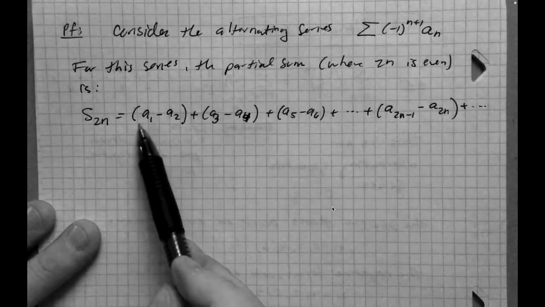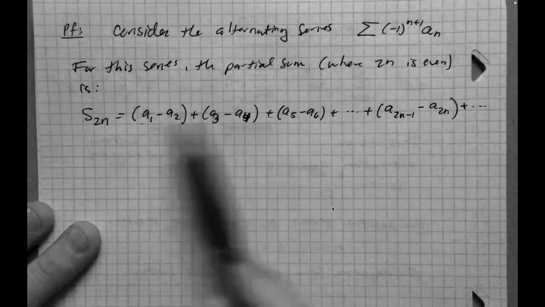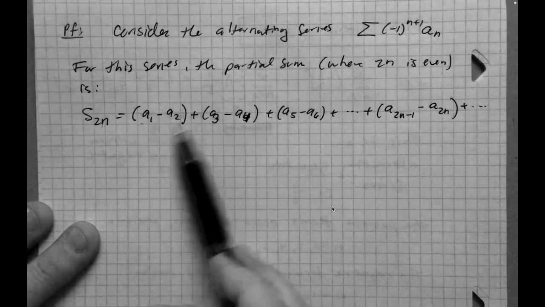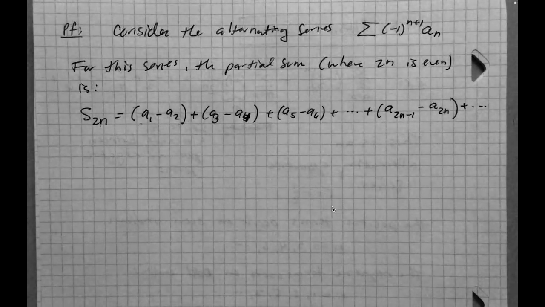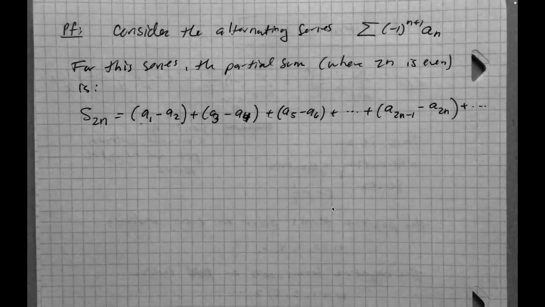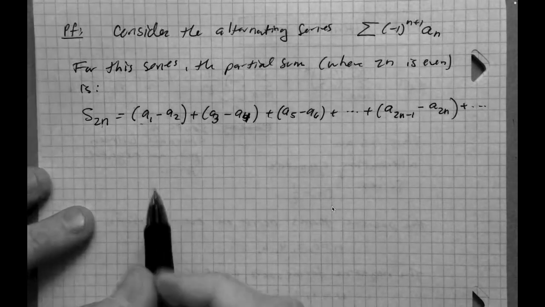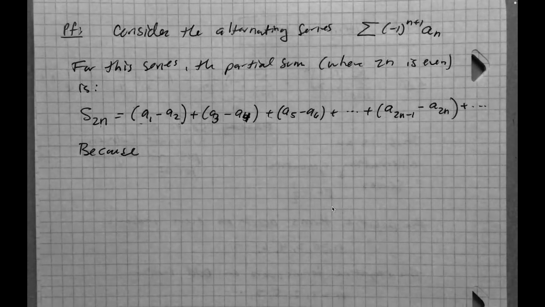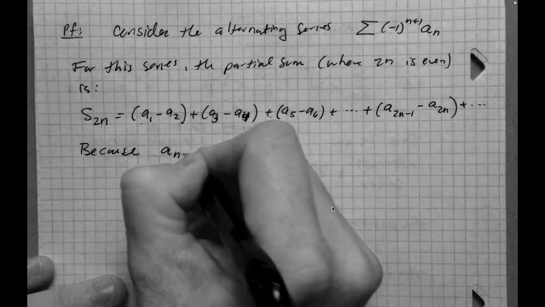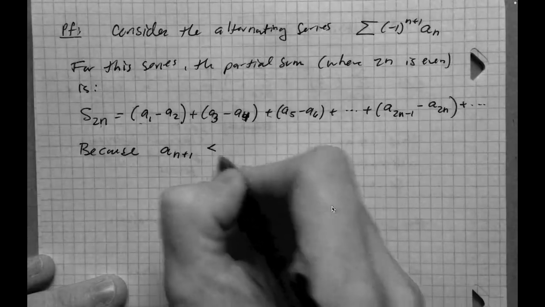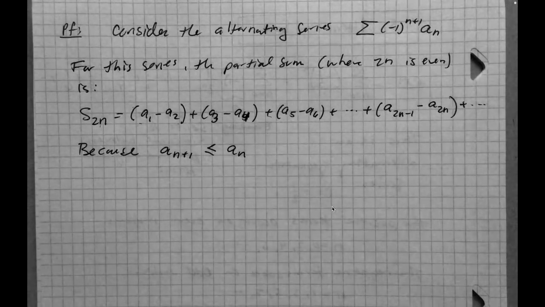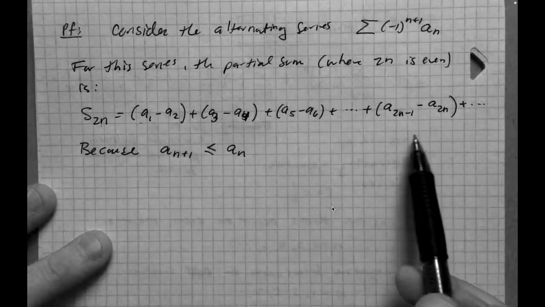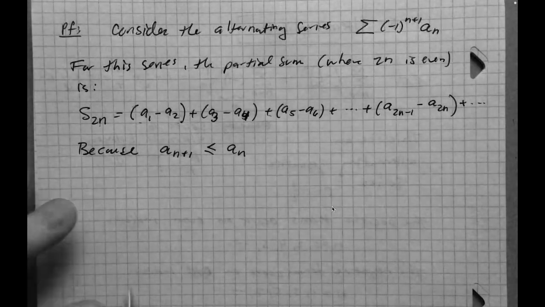So all we've done here with the parentheses is just group them. This would just be a1 minus a2 plus a3 minus a4 plus a5. But grouping them is going to help us see some structure that we can exploit for this proof. Now, one of the assumptions of the theorem is that a of n plus 1 is less than or equal to a of n. Because this is true, each of the terms in this grouping is non-negative.